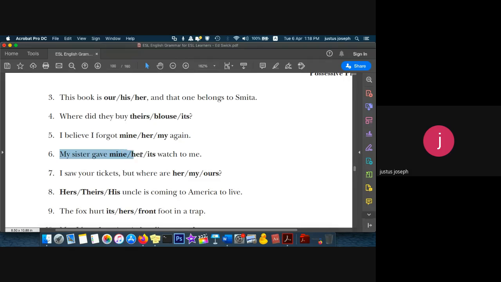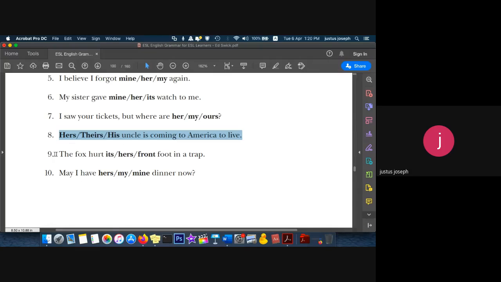My sister gave her watch to me. I saw your tickets, but where are ours? Okay, this one, ours. Next one. His uncle is coming to America. His uncle is coming to America to live. Okay, next one.